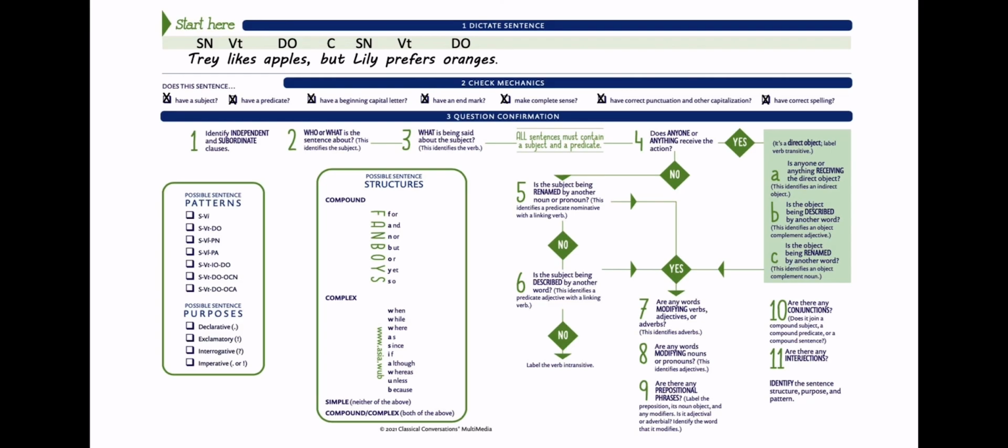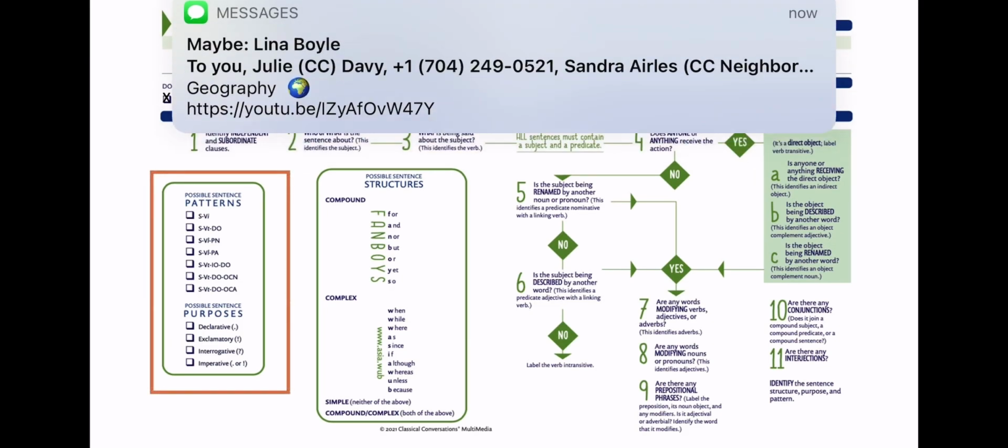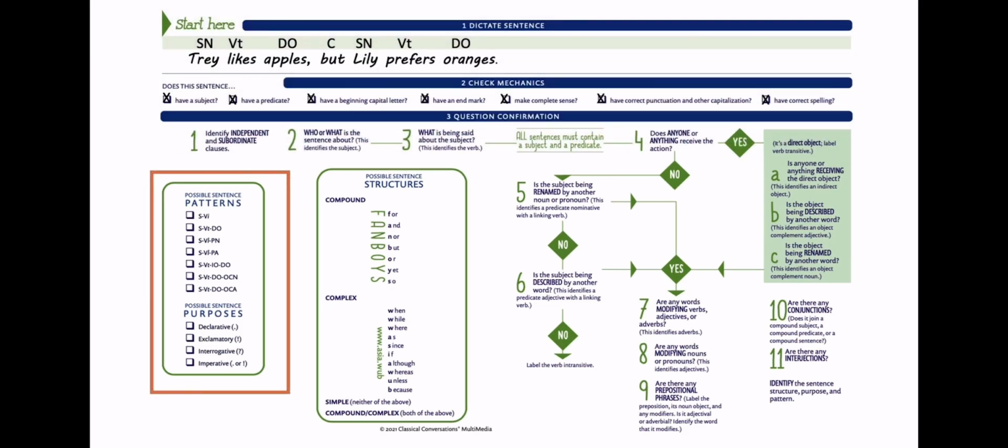Now that we have parsed and labeled each part of the model sentence, we now need to identify the sentence structure, purpose, and pattern. Looking at our labeled sentence above, we see one pattern repeated twice in the sentence, SVT-DO. We next need to examine the purpose of our sentence. Our sentence makes a statement, so we will label it declarative.